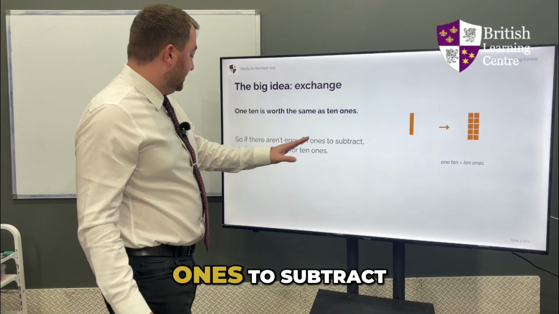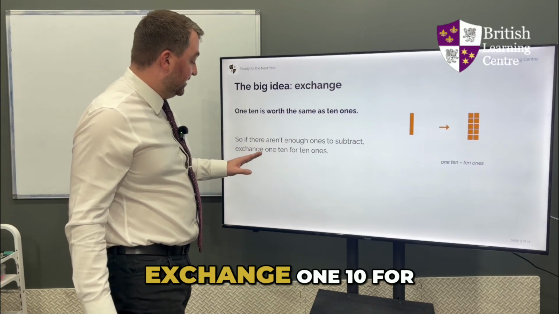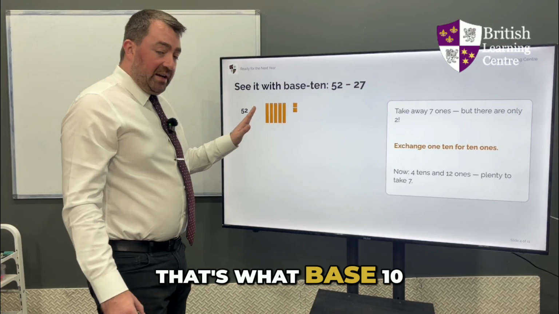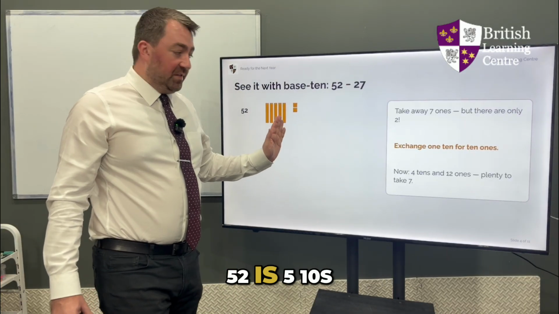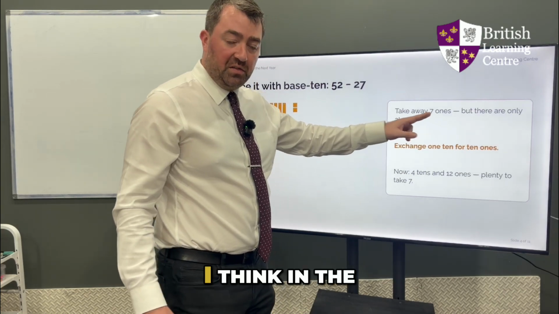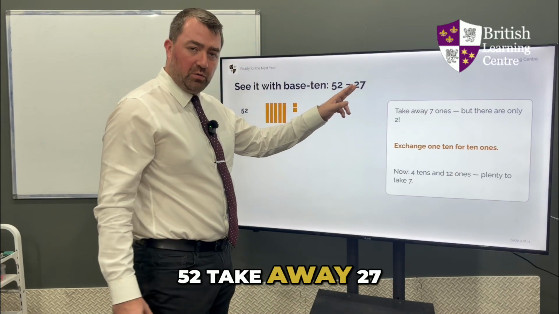If there aren't enough ones to subtract, exchange 1 10 for 10 ones. We're going to see what that looks like in a minute. That's what base 10 would look like. 52 is 5 10s and 2 1s. We're going to take away 7 1s. Here we are, 52 take away 27.